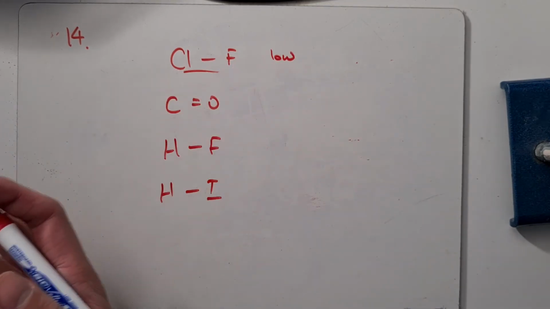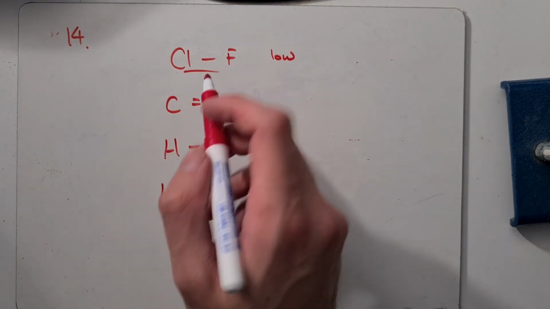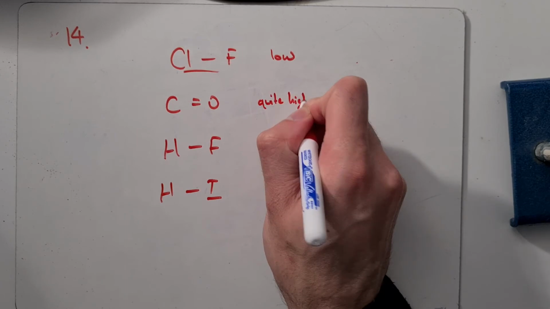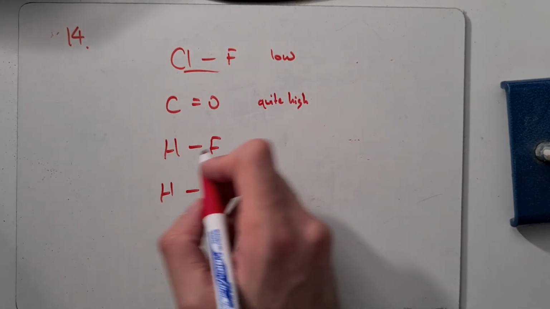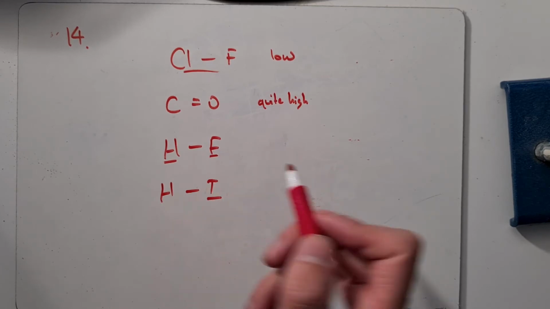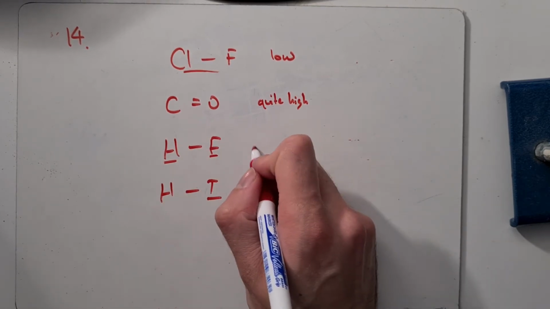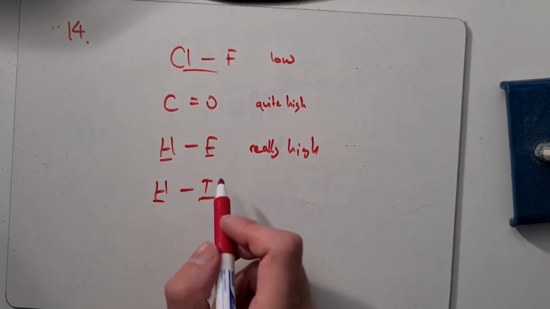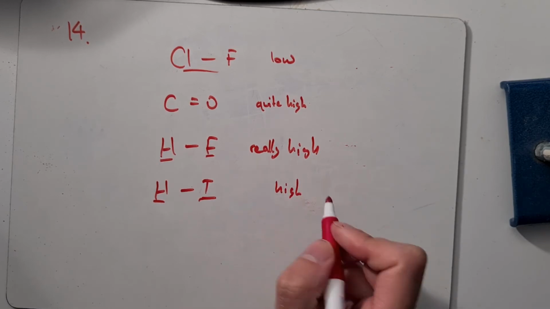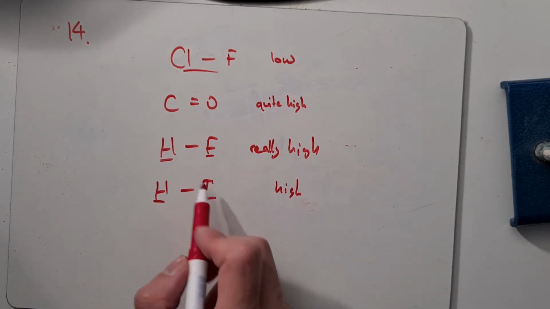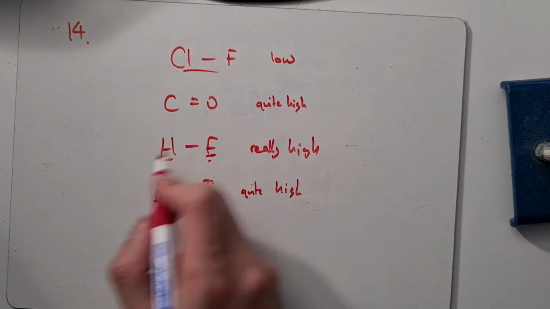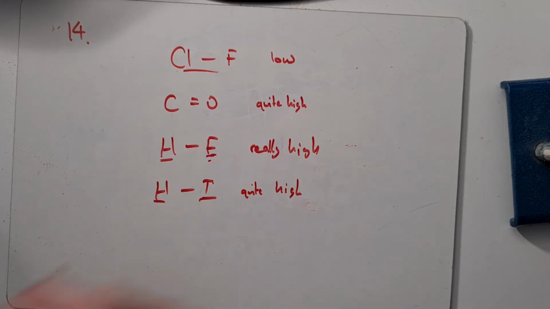CO, not too far off each other. There is a dipole in here, but they're really quite close together, so not that high. HF. H is on the left-hand side of the periodic table, fluorine on the right, so there's a massive difference. This is going to be really high. Now, HI, if we compare H and I, that's going to be high, but that iodine is lower down the periodic table, so it's not going to be as electronegative as the fluorine. So it's going to be quite high, but not as high as the HF, which is hydrofluoric acid. So the answer to this will be C, HF.